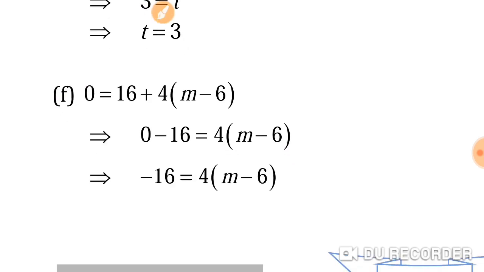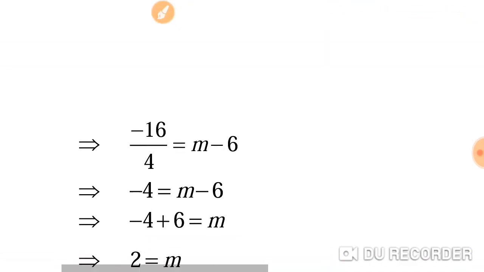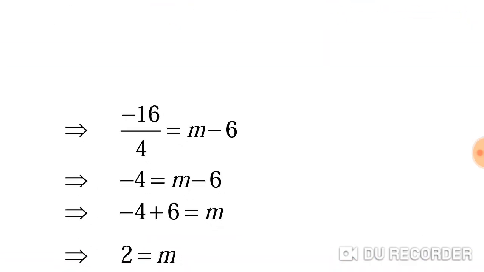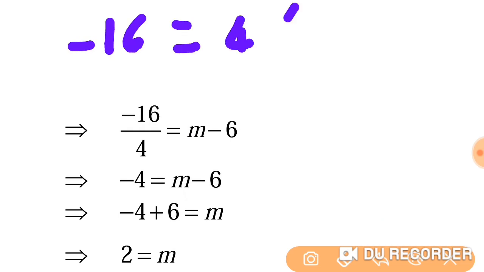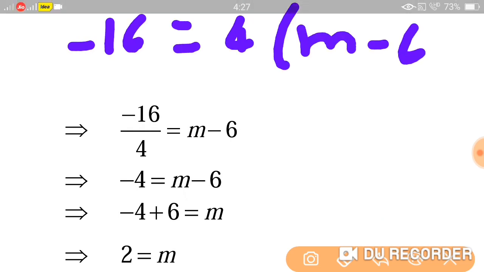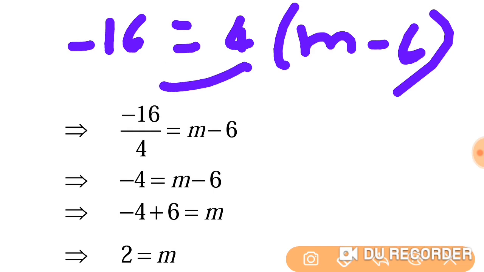Okay, then the next step. The question was like this, 4 into m minus 6. So 4, if you transfer this side, there is a multiplication between this bracket and 4, so it becomes a division. So minus 16 divided by 4 is equal to m minus 6.